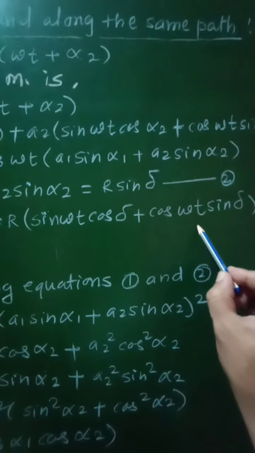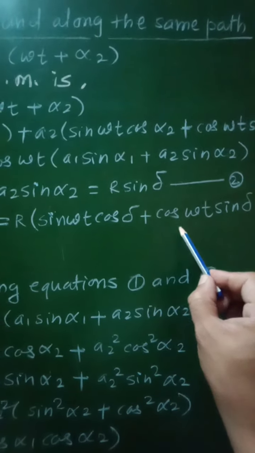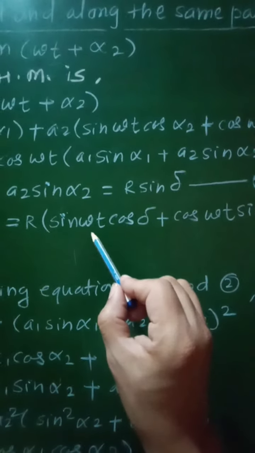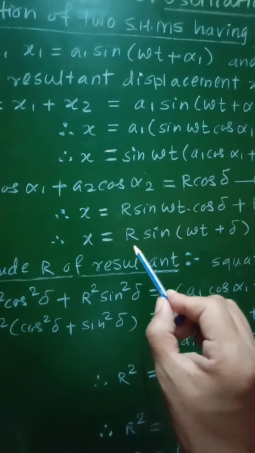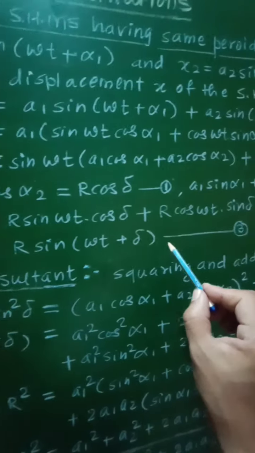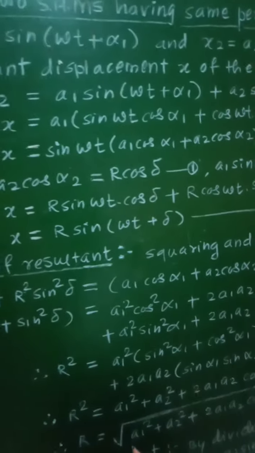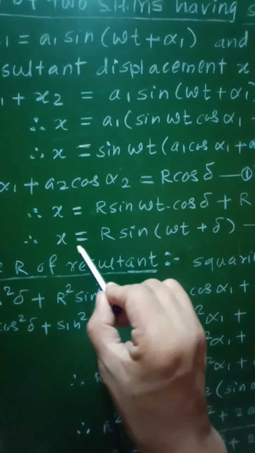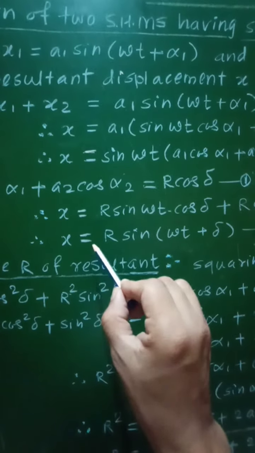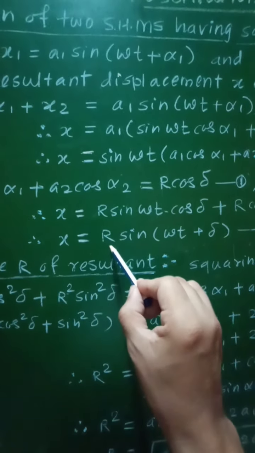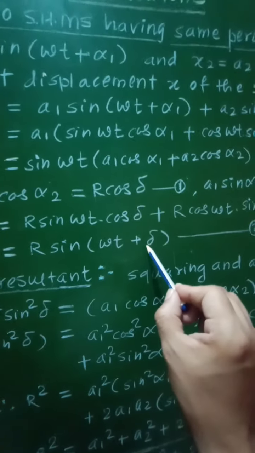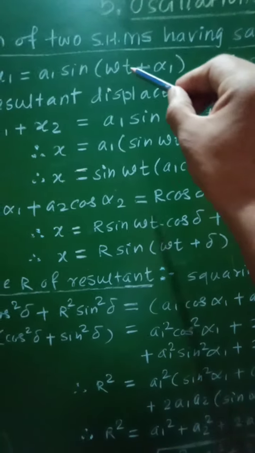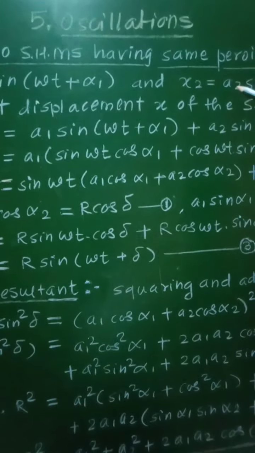But this bracketed term will again be written in the form of sin(A plus B), and therefore its value will be sin(omega t plus delta). Therefore x will be equal to r sin(omega t plus delta), equation number 3. So this x will represent the resultant displacement of the resultant SHM, and therefore this equation number 3 is in a similar form as that of the equations of x1 and x2.